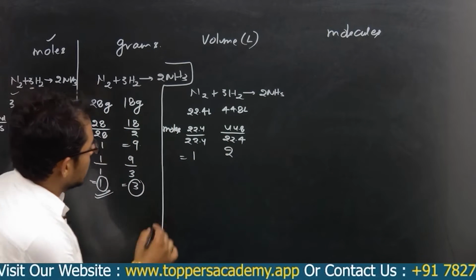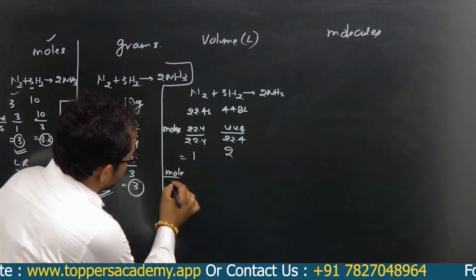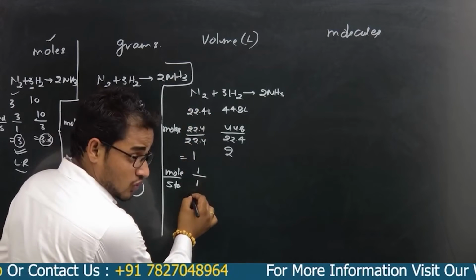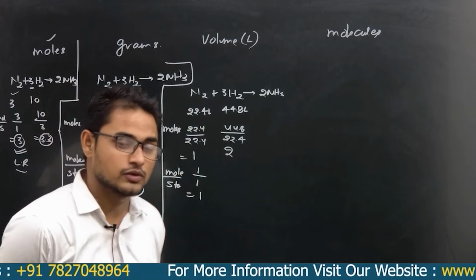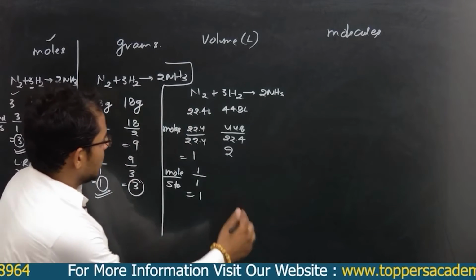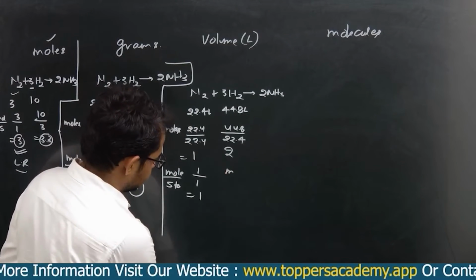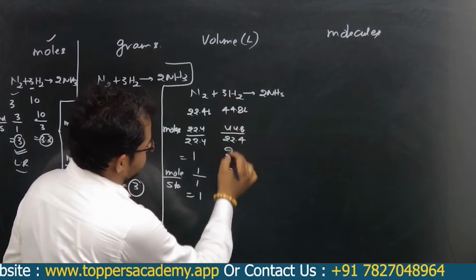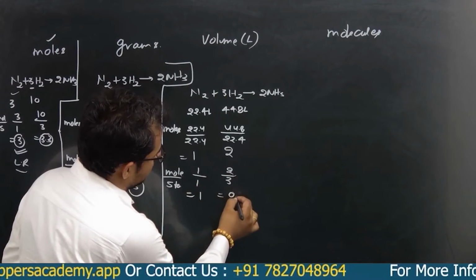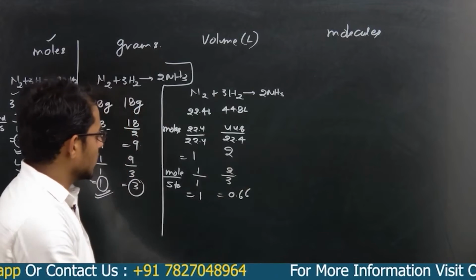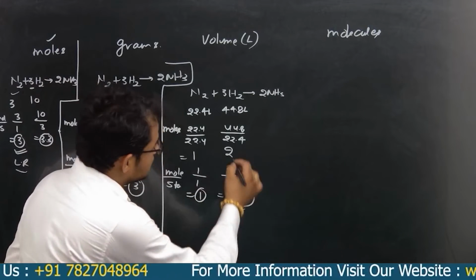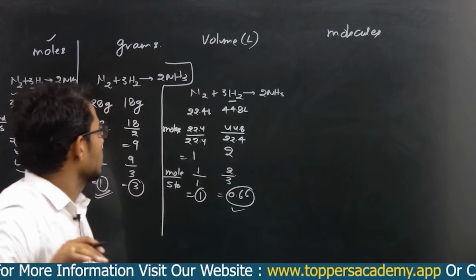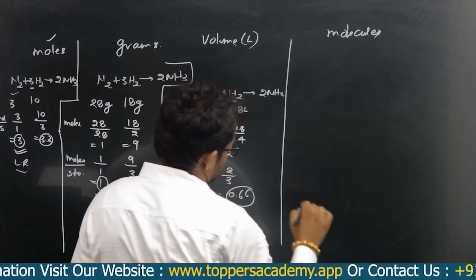Now I am going to calculate the value of moles upon stoichiometry. The number of moles of N2 is 1 and stoichiometry is also 1, so moles upon stoichiometry for N2 is 1. Number of moles of H2 is 2 and stoichiometry is 3, so it becomes 0.66. So it is 1 and 0.66, which is lesser, so H2 is the limiting reagent in this case.